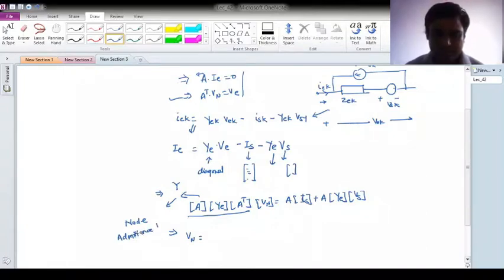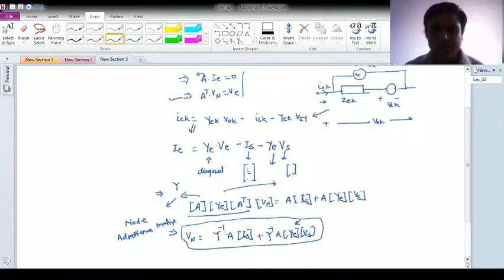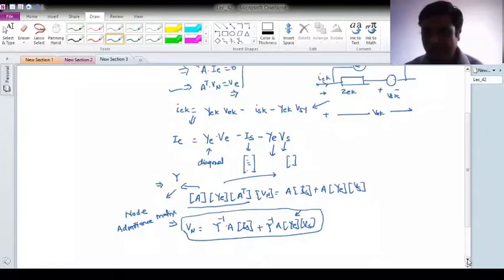If this is the case, then I can obtain V_n will be equal to this. I do the pre-multiplication, so it will be inverse of this Y into A into source vector I_S, plus again here it will be Y inverse into A into Y_E into V_S. So this way you can solve the circuit, and once you know the node voltages, you can compute the element voltages. So let us take one example to illustrate this, to see how to compute it.